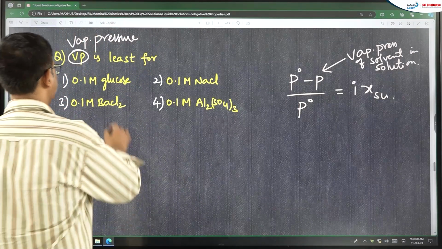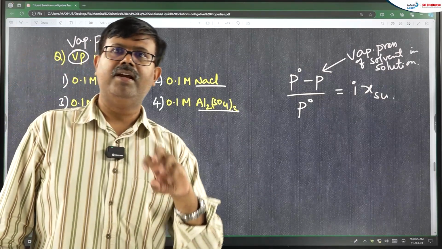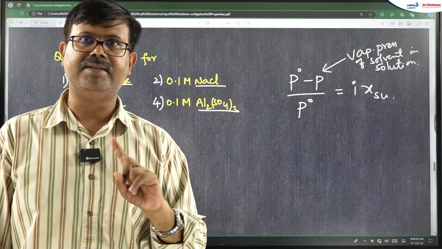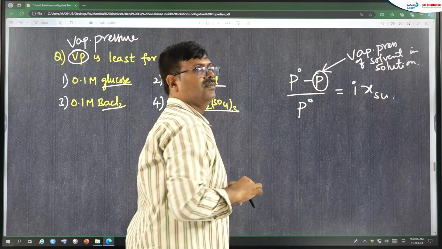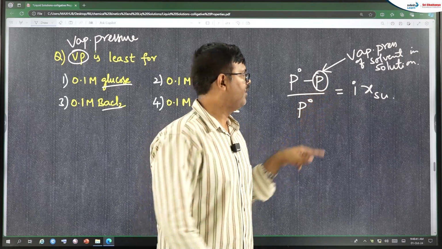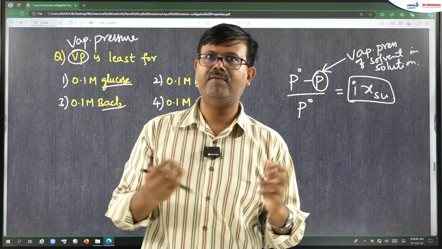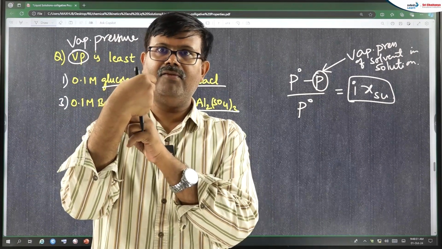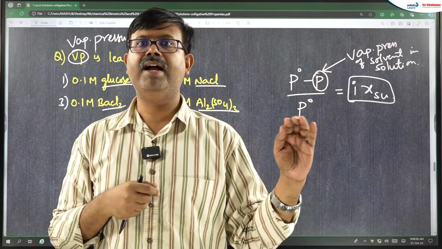Now see, all contain some solutes, so we are dealing with the solutions. Among the solutions, which one has the least vapor pressure, they are asking. Now see here, if P value is least, because of minus sign in front, i into X value should be highest, just like the previous problem. If P value has to be least, there is a minus sign in front, so negative effect will be there. So right side i into X value has to be highest.